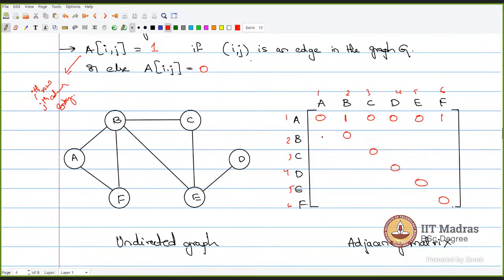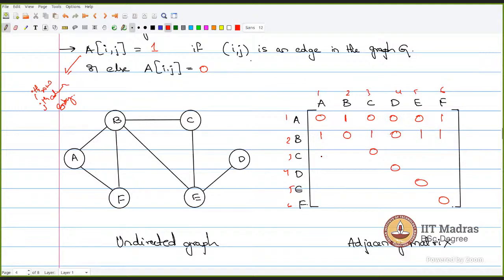B to A? Yes. This is an undirected graph, so it goes both ways, it is symmetric. So B to A, okay. B to C? Yes. B to D? No. B to E? Yes. B to F? No.